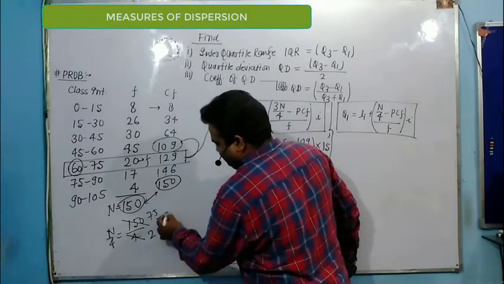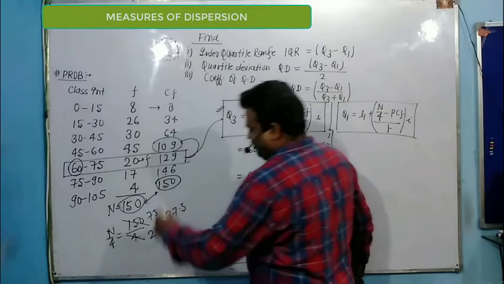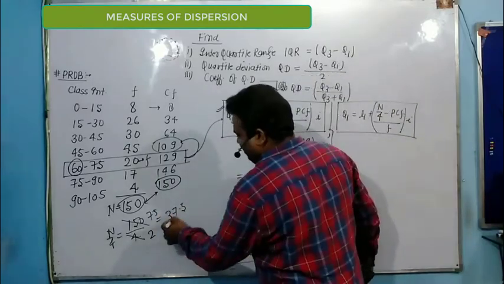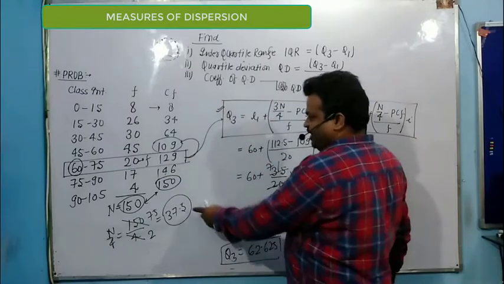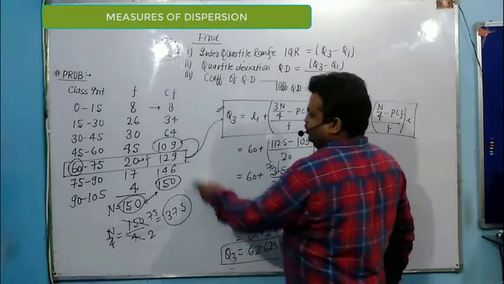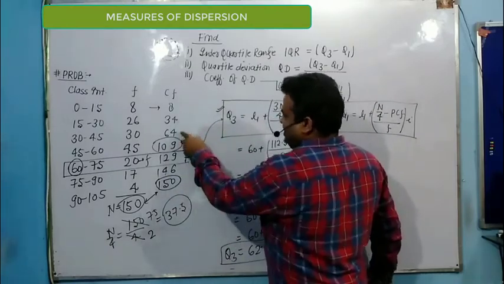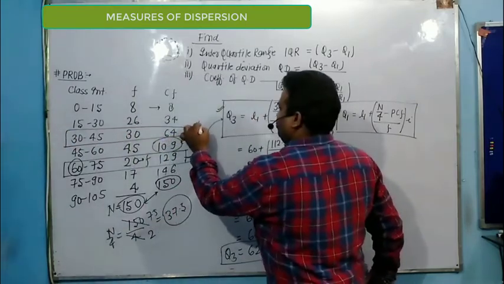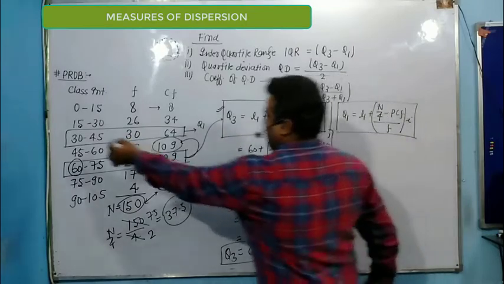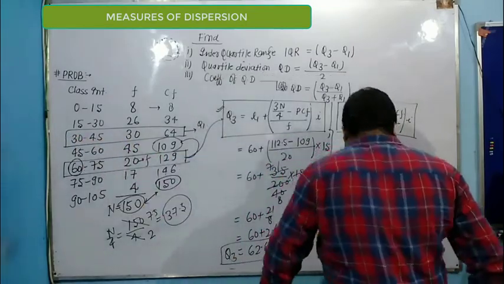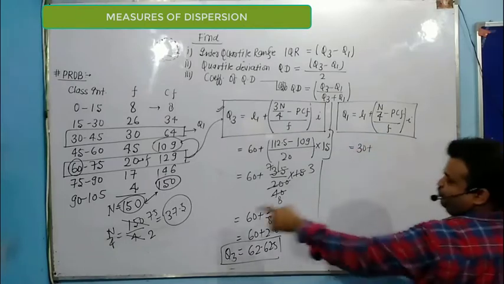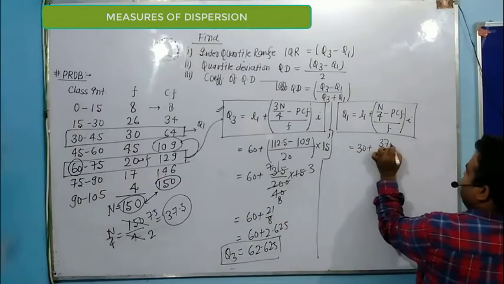So this value is 37.5. Now check whether this 37.5 lies. So 34 is less than this. The class just after this value is your class of Q1. Now for Q1, what is my L1 value? 30. So I am writing here my L1 value is 30 plus n by 4, which is already calculated, 37.5.